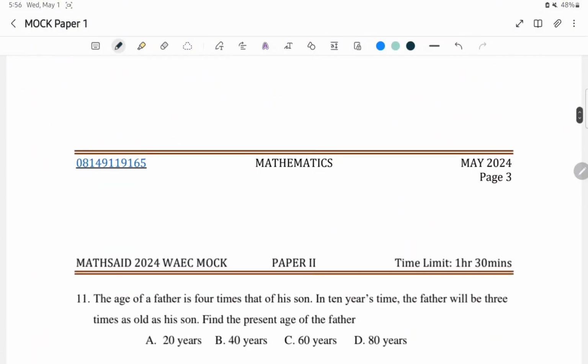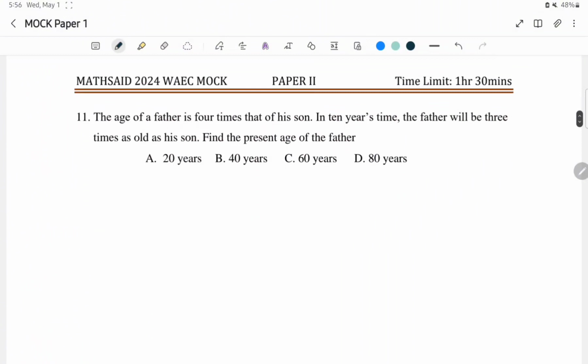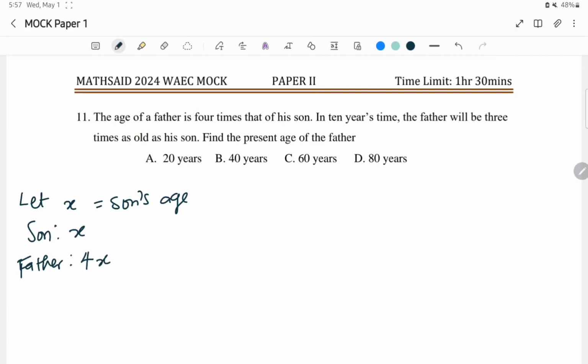Option A. Question 11. The age of a father is 4 times that of his son. Well, let x represent the son's age rather. Let x be the son's age. That means the father, okay, now the son is x. That means the father will be 4 multiplied by x, which is 4x.